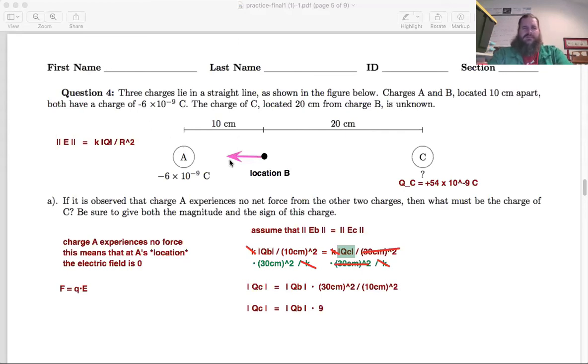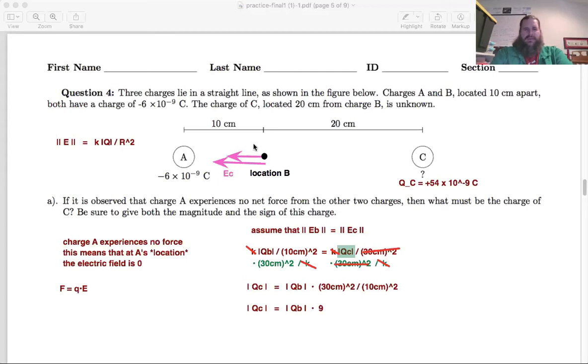So at location B, we have an electric field to the left caused by charge A. So this would be the electric field contribution caused by charge A. And then what about C? C is a positive charge, so it's going to create electric field in which direction? Away from C. Yeah. So away from C is going to mean also to the left. So both of the electric field contributions are to the left. Those are going to combine to a very strong electric field to the left. And we can calculate how strong they are using KQ over R squared.